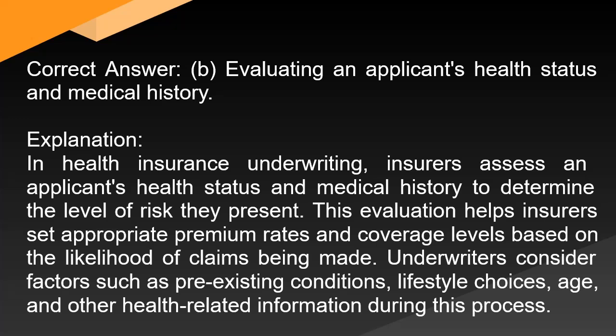Correct answer. B. Evaluating an applicant's health status and medical history. Explanation. In health insurance underwriting, insurers assess an applicant's health status and medical history to determine the level of risk they present. This evaluation helps insurers set appropriate premium rates and coverage levels based on the likelihood of claims being made. Underwriters consider factors such as pre-existing conditions, lifestyle choices, age, and other health-related information during this process.